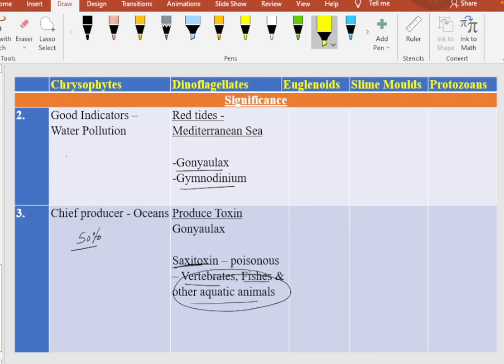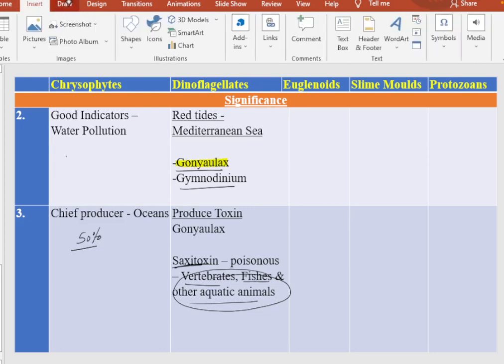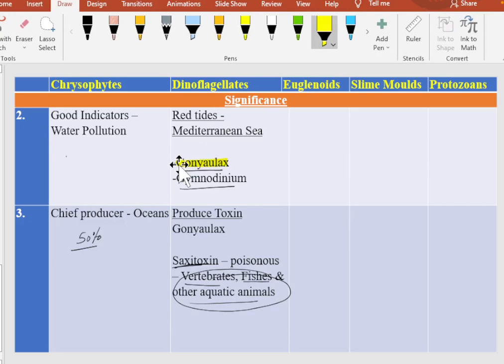I say Red Sea, that is different. Red tides is different. The red color of the Red Sea is due to what? Cyanobacterium. The color of the Red Sea is due to cyanobacterium. Red tides in the Mediterranean Sea are due to what? Gonyaulax, anything. This is there in the NCERT. Very, very important. Again, this is the scientific name, so it should be in italics.